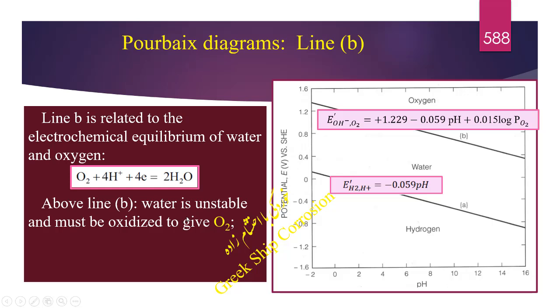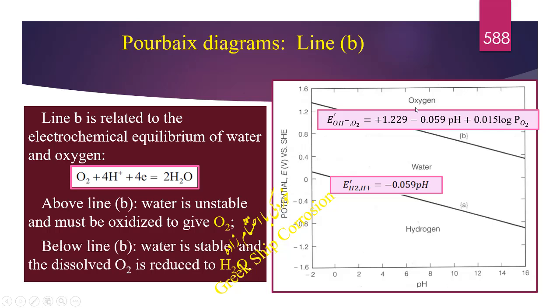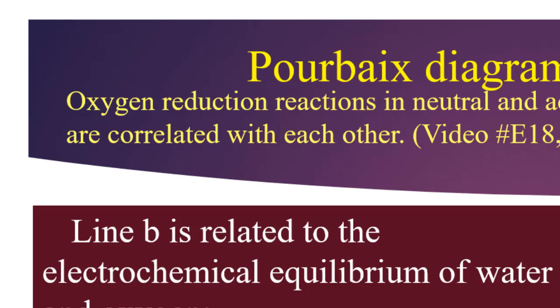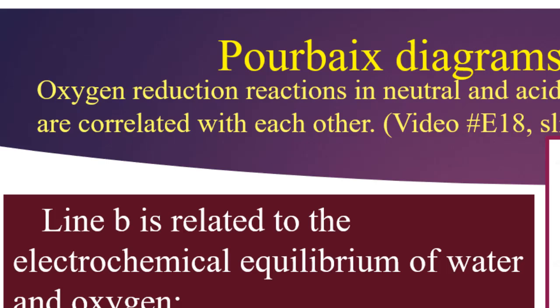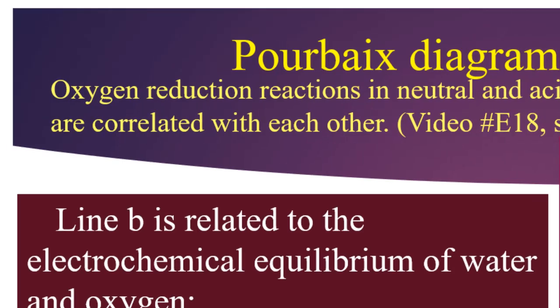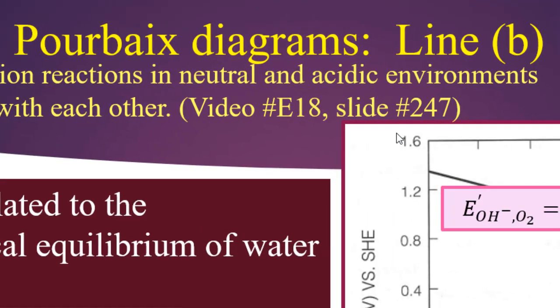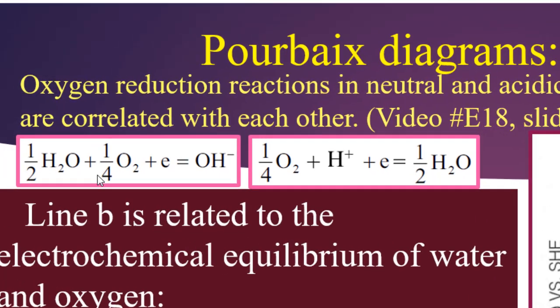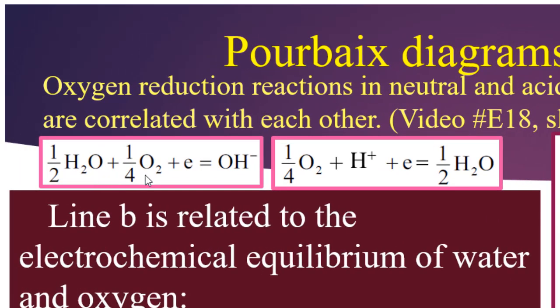Above line B, water is unstable and must be oxidized to give O2. Below line B, water is stable and the dissolved oxygen is reduced to H2O. Oxygen reduction reactions in neutral and acidic environments are correlated with each other. Video number E18 or slide number 237. Oxygen reduction in neutral environment, oxygen reduction in acidic environment.